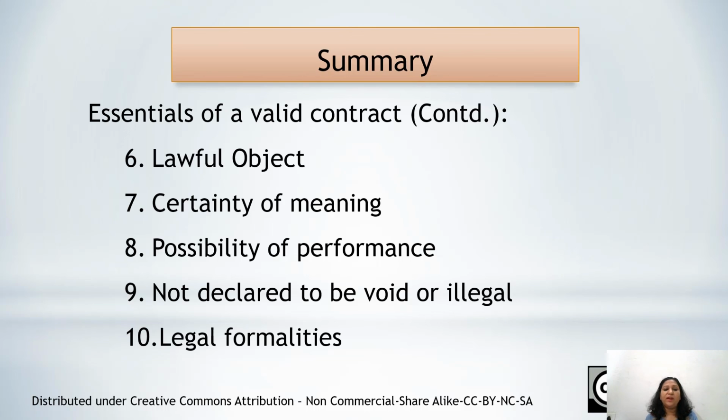That was lawful object must be there, the certainty of the meaning of the terms in the contract is required, the possibility of performance should be there, the agreement should not be void or illegal, and there must be some legal formalities which are to be fulfilled. So here we have completed all the essentials of a valid contract.